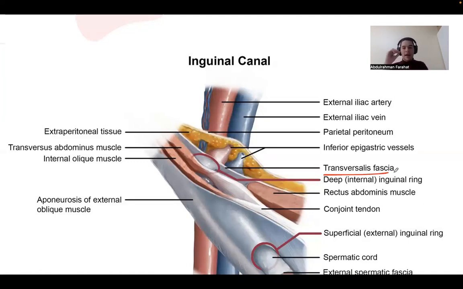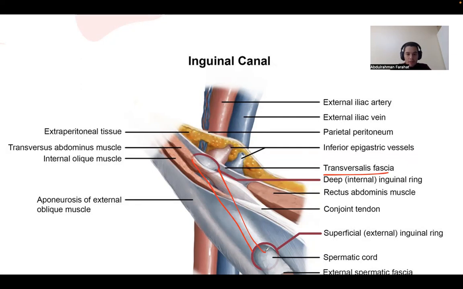You have this opening, and this opening continues anteriorly all the way to the external oblique aponeurosis. So it's forming a canal all the way anteriorly, starting from the transversalis fascia and the external oblique. And I remember, last year I was like, what's the function of this inguinal canal? Why is it there? What's its importance?